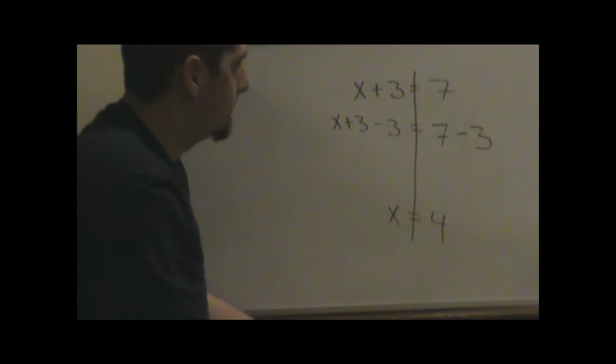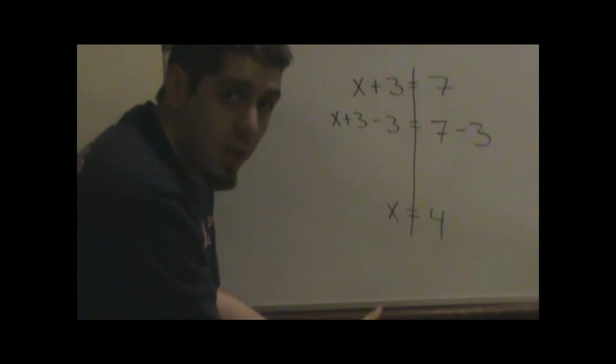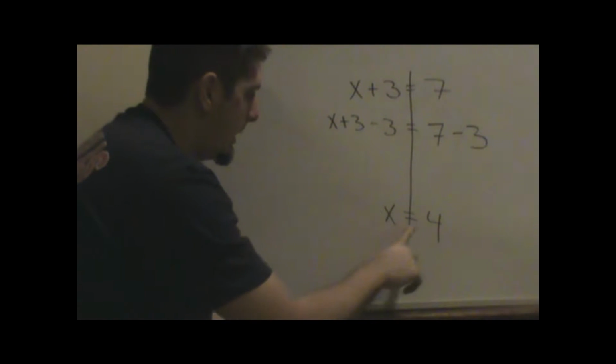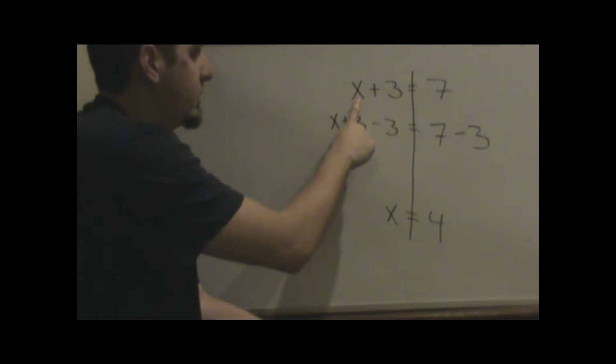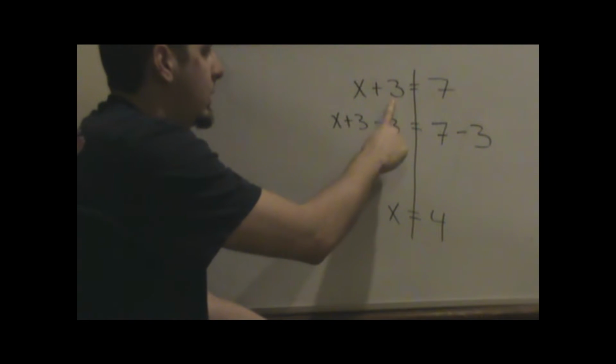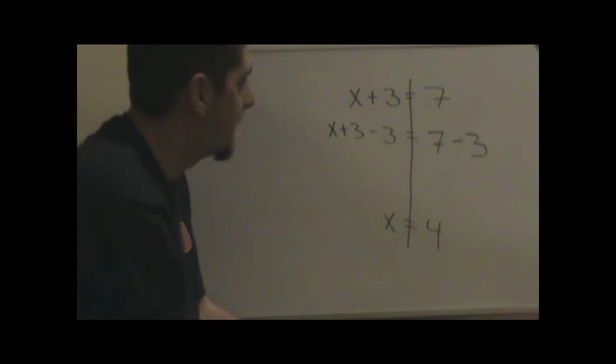Now the cool thing about one-step and two-step and multi-step equations, something we're going to be getting into, is when you get your answer, you can check it. X equals 4. Well, is that true? Let's go up here. If x was 4, then that means that 4 plus 3 should equal 7, which it does. So I have the right answer.